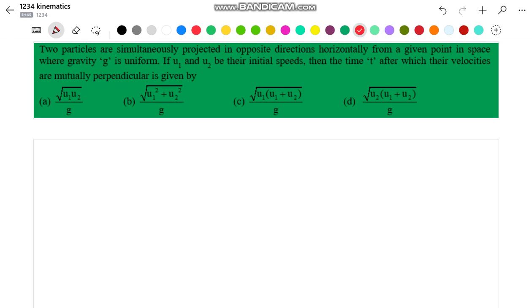Hello friends, in this video we will discuss a problem related to projectile motion. In the question it is given that two particles are simultaneously projected in opposite directions horizontally from a given point in space where gravity is uniform. Now if u1 and u2 are their initial speeds, then we have to find the time t after which their velocities are mutually perpendicular.